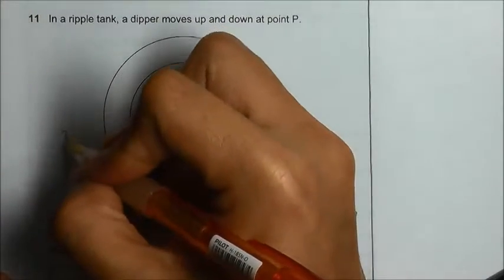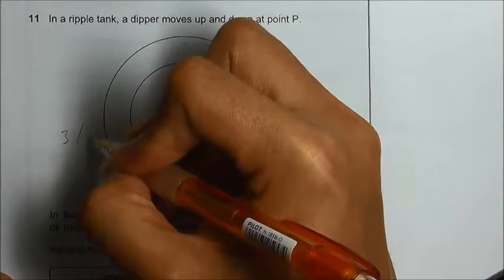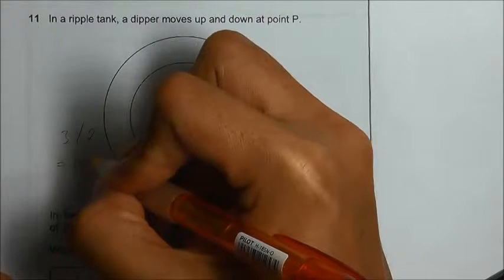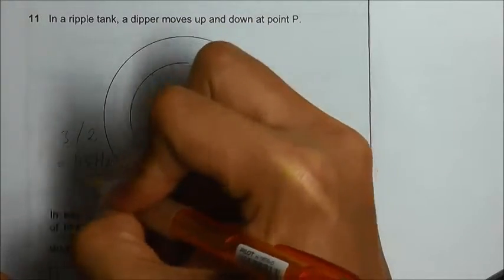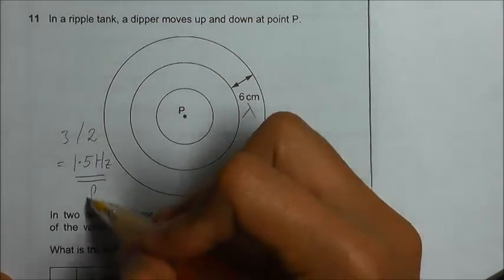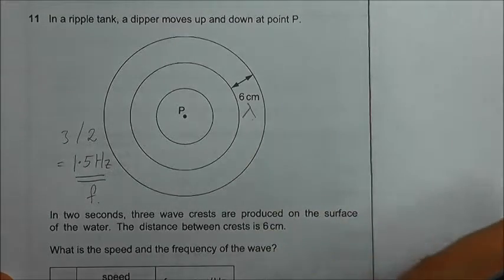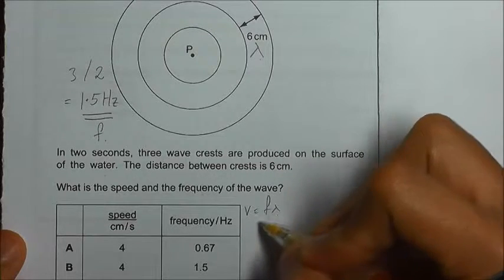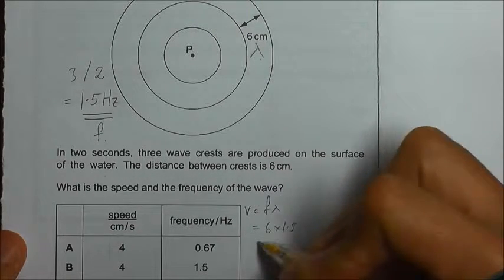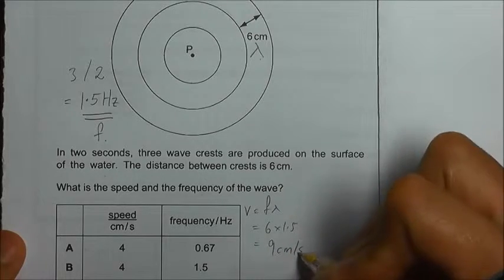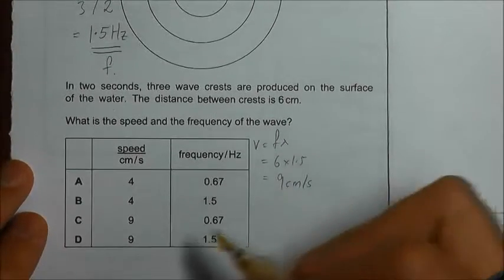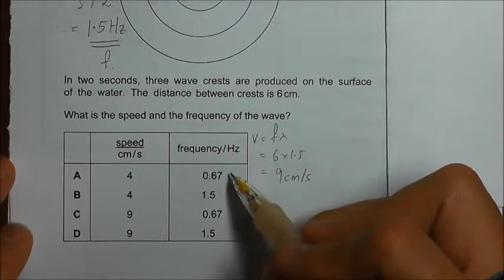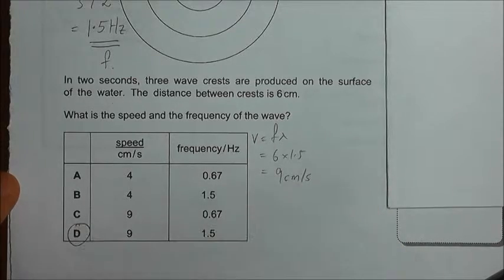So 3 waves are produced every 2 seconds. That means the frequency is 1.5 Hertz. So we have the frequency, we have the wavelength, we can find out the speed. The speed is equal to f lambda, that will be 6 times 1.5, we have 9 cm per second. So the answer should be 9 cm per second for speed and 1.5 Hertz for frequency, D.